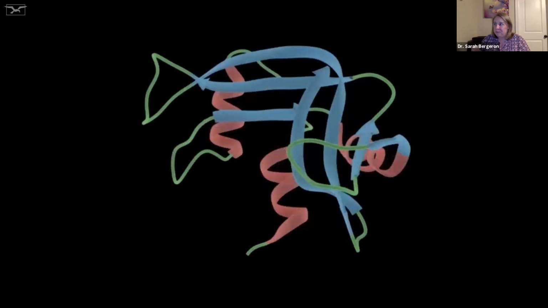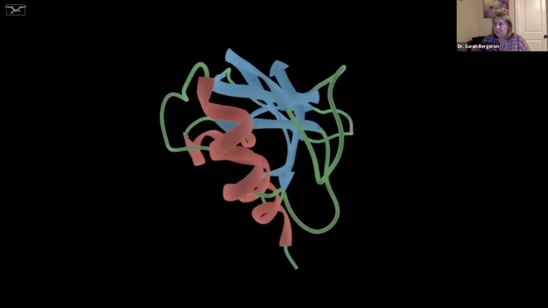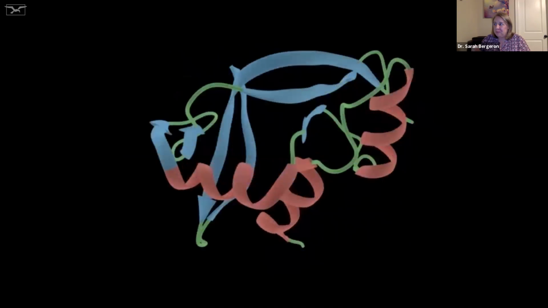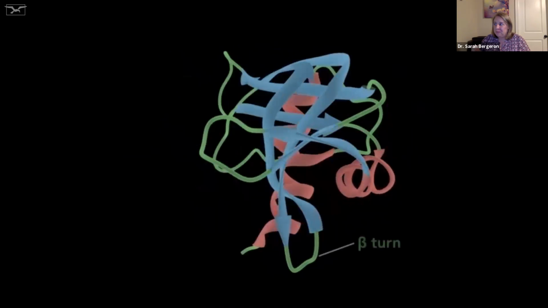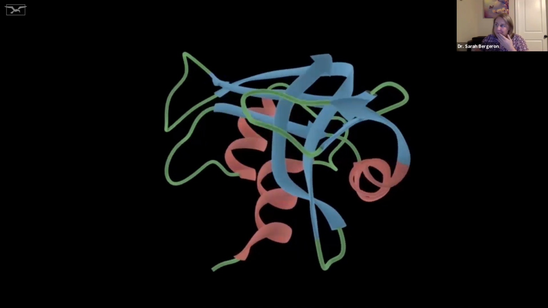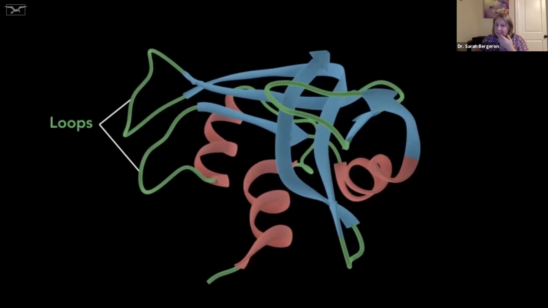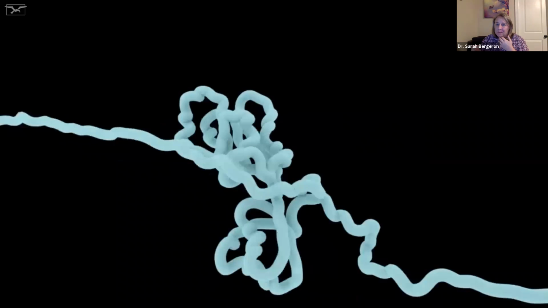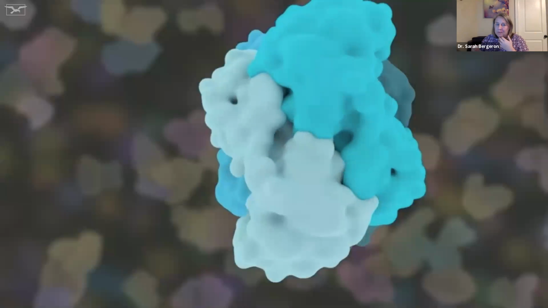The third category of secondary structure found in proteins includes beta turns and loops. A beta turn is a short 4 amino acid segment that connects 2 beta strands in an antiparallel beta sheet. Loops are irregular segments that often connect elements of secondary structure and are usually found at the surface of proteins. Through understanding the 3-dimensional structure of proteins, we can understand their function in the cell.